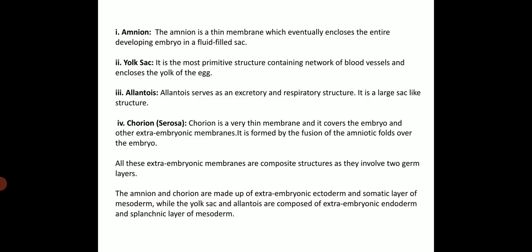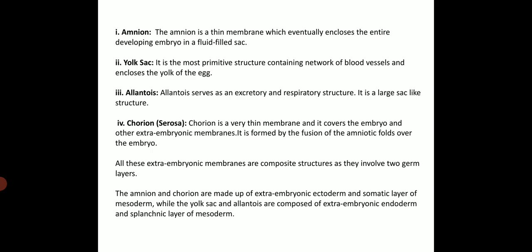Last one, the chorion or the serosa, is a very thin membrane and covers the embryo and the other extra-embryonic membranes like the amnion, yolk sac and allantois. It is also formed by the fusion of the amniotic folds over the embryo. All these extra-embryonic membranes we call composite structures. That means they involve two germ layers.